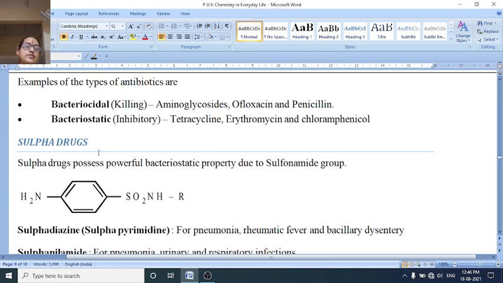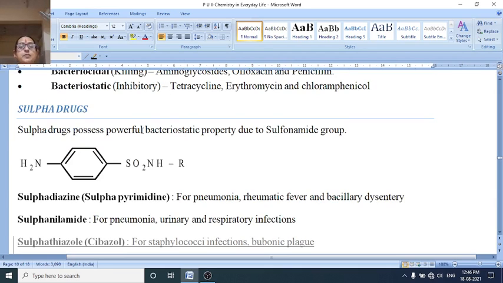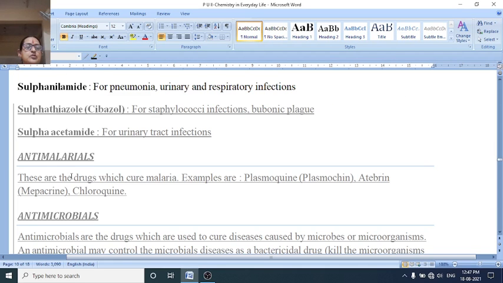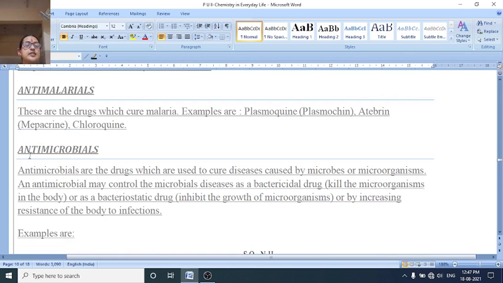Next is sulfur drugs. Sulfur drugs possess powerful bacteriostatic property due to the sulfonamide group. So for pneumonia, rheumatic fever and bacillary dysentery, sulfapyrimidine is given. Next is anti-malaria. These are the drugs which cure malaria. For example, plasmoquine, atebrin.